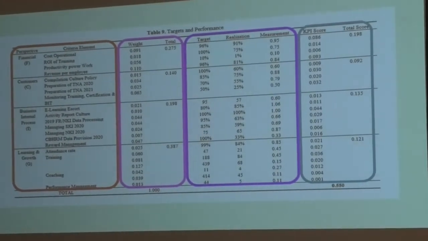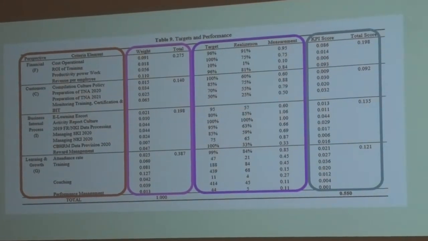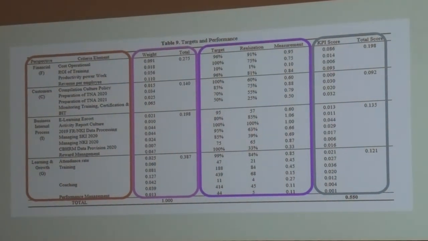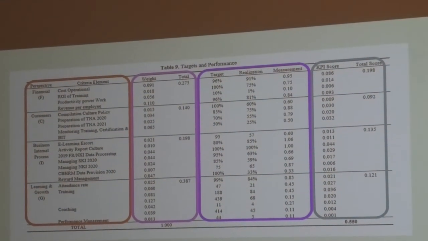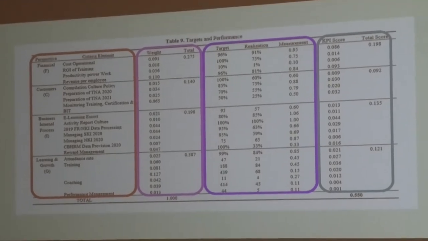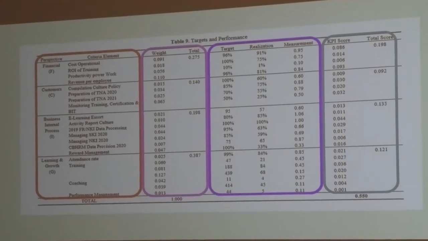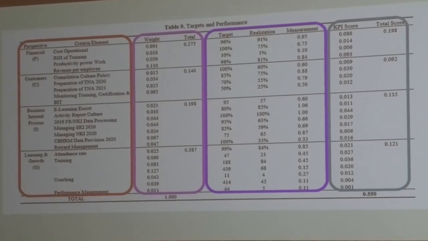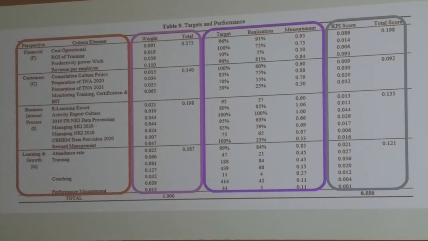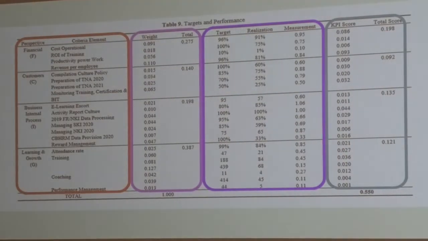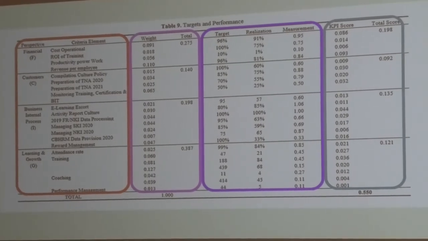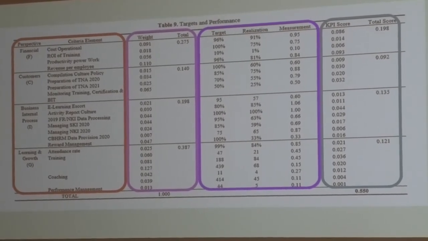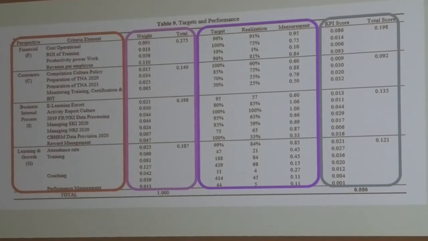the first target in the early year, and then comparing with the performance at the end of the year, and we can calculate the performance measurement, and then we combine the weight and performance measurement, and we can know the total scores for each perspective and each variable.